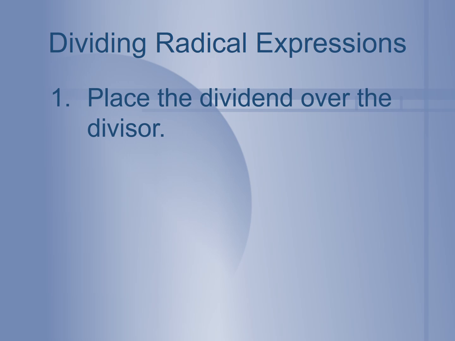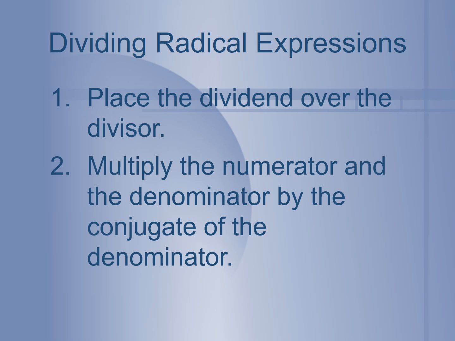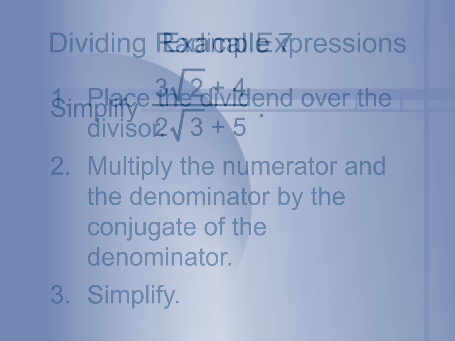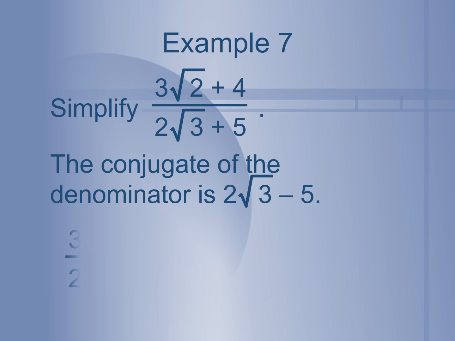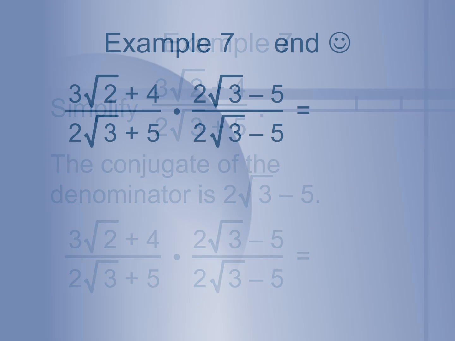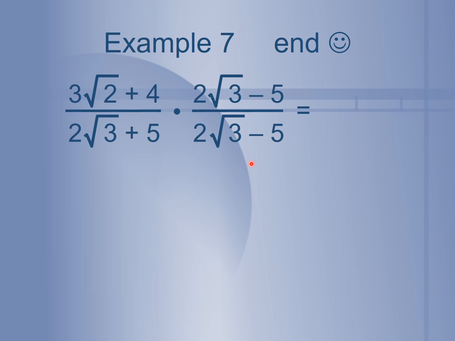So here are the steps for dividing radical expressions. Place the dividend over the divisor. Multiply the numerator and the denominator by the conjugate of the denominator. And then simplify. Let's look at this example. So we had to multiply by the conjugate. For this one, the conjugate would be 2 square roots of 3 minus 5. So we would multiply that by the top and the bottom. And then we'll have to FOIL or box method at the top, FOIL or box method at the bottom, or use the property of the difference of squares on the bottom.